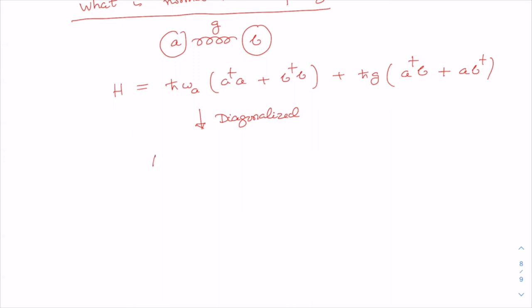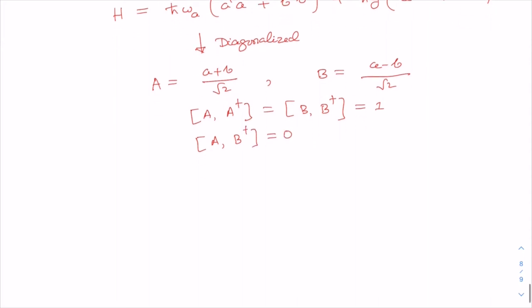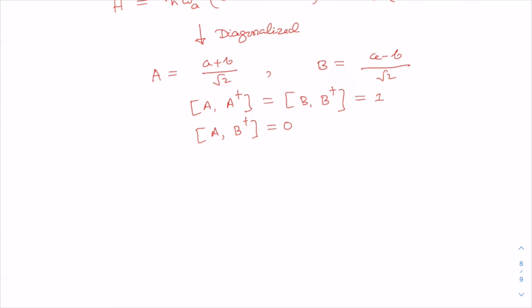If we take the transformation, say if I write A is equal to (A plus B) over root 2, all these are operators, and B, let me write it as (A minus B) by square root of 2, then you can show that the commutator of A and A dagger, and B and B dagger, would be equal to 1. On the other hand, A and B are independent oscillators, so they will not commute. If we apply this transformation, the Hamiltonian that we are going to have would be H cross (omega A plus Z) A dagger A plus H cross (omega A minus Z) B dagger B.